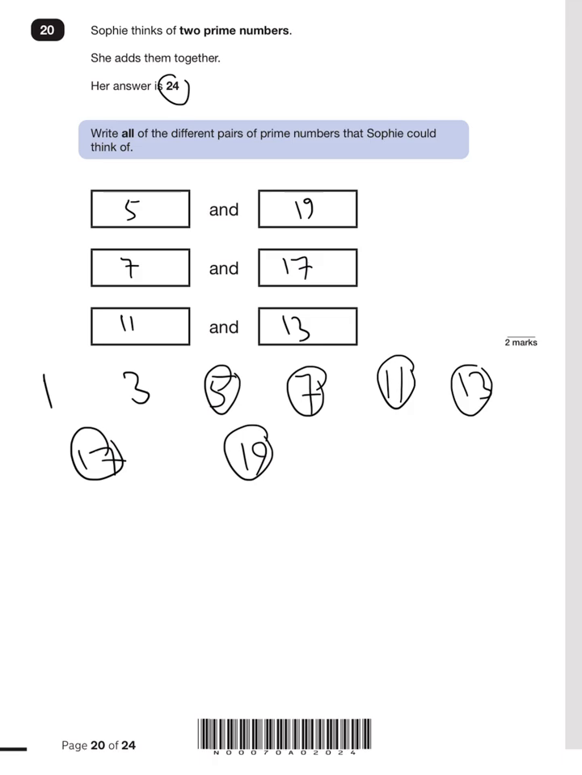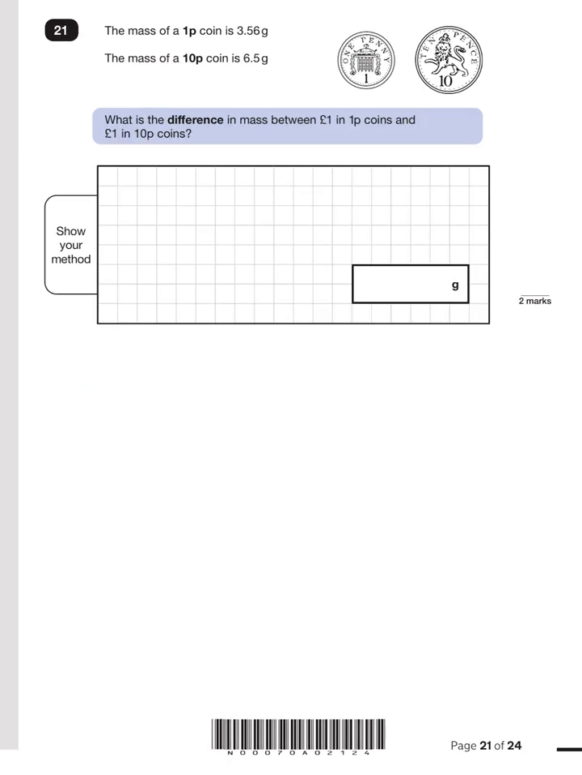Number 21. The mass of a 1p coin is 3.56 grams. The mass of a 10p coin is 6.5 grams. What is the difference in mass between 1 pound in 1p coins and 1 pound in 10p coins? So 1p, we need 100 of those to make 1 pound. 100 times 3.56 is 356. 10p, to get to 1 pound, we need 10 of those, because 100p in a pound. 10 times 6.5 is 65.